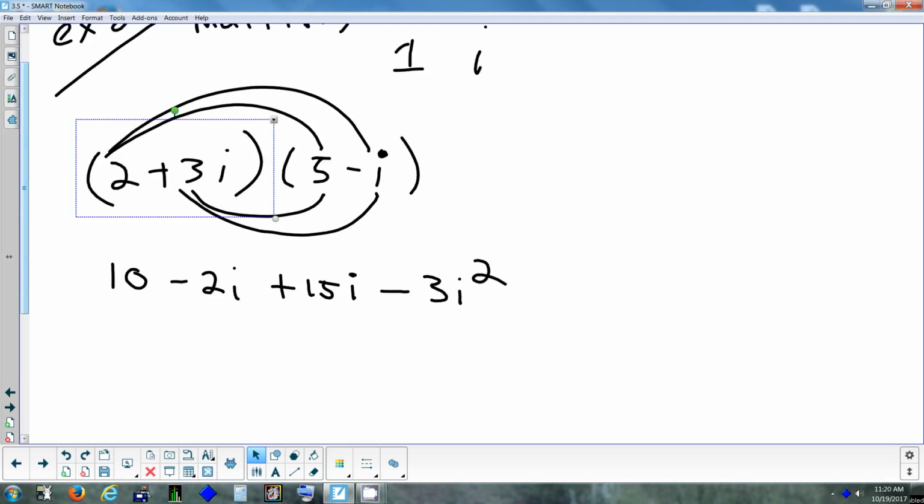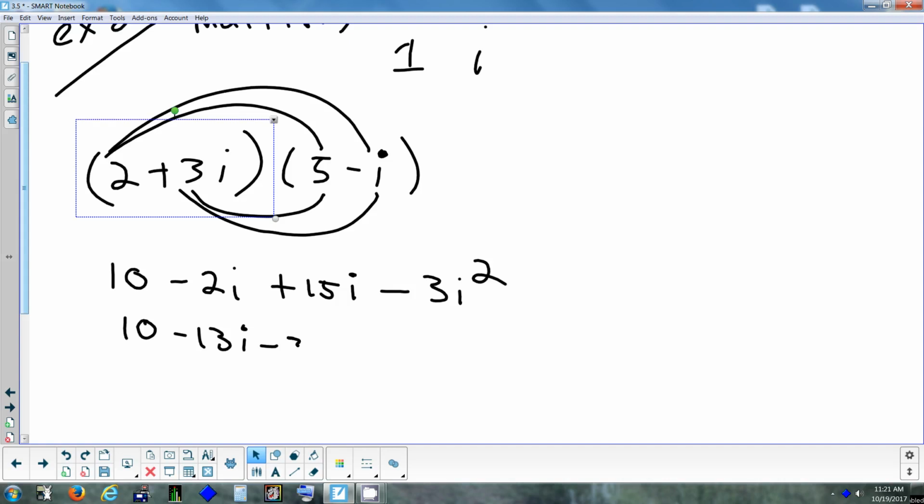Okay, there's a few things we gotta do there. First thing I would do is combine like terms. Michael, what's negative 2i plus 15i? 13i. Yep, 13i. Now, anything I want to do with that last term? We talked about that. There's something there we should fix. Yeah, would it be plus 3?